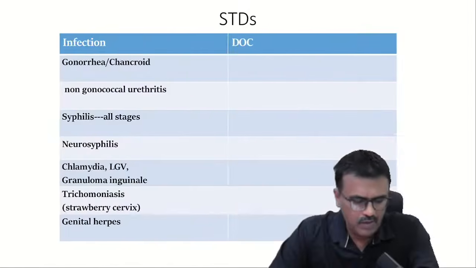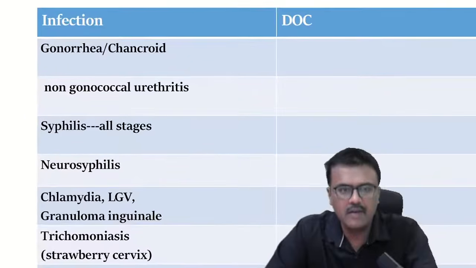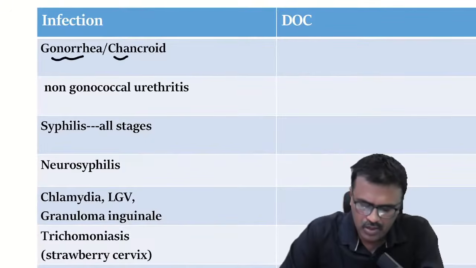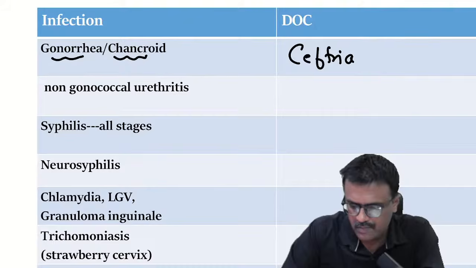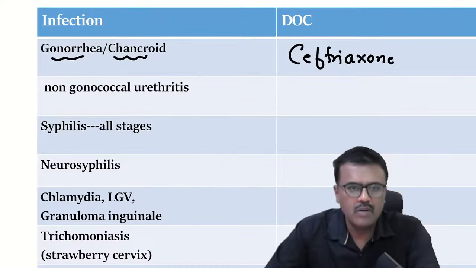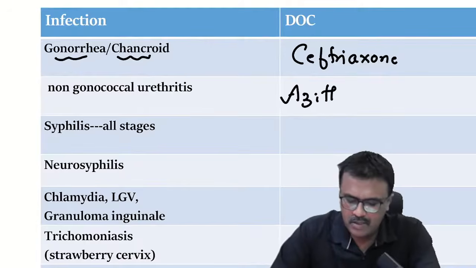So what are we going to discuss in this? We are going to discuss the STDs and drug of choice. Gonorrhea and chancroid, the drug of choice is ceftriaxone. Non-gonococcal urethritis, the drug of choice will be azithromycin.